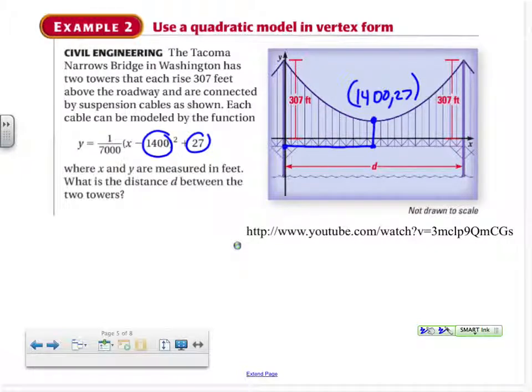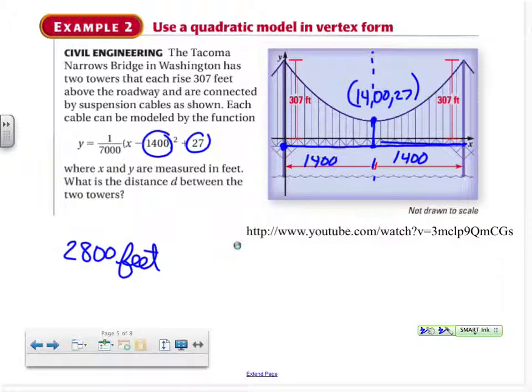Well, if we want to know the distance between the towers, and this is symmetric, if this part is 1400, how much is that part? That must be 1400 as well. So what is the distance between the 2 towers? 2,800 feet.